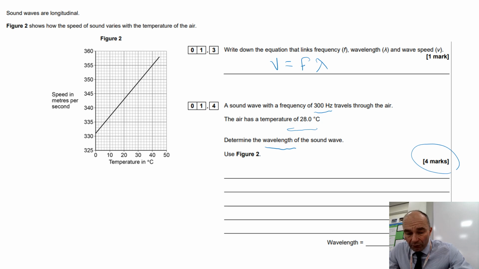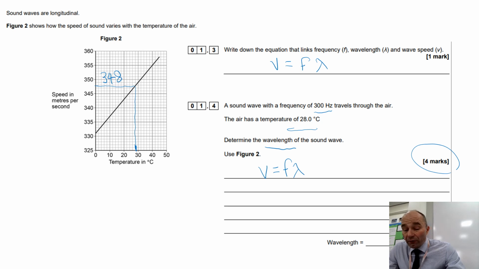So you need to read off the scale. We need to find 28 degrees, where each small square is worth 2 degrees. So it's 1 small square down from 30, and you're going to use a ruler. It's much easier for you to do it than it is for me on here. And then we draw across, and on the graph that should come out as being at 348 meters per second.